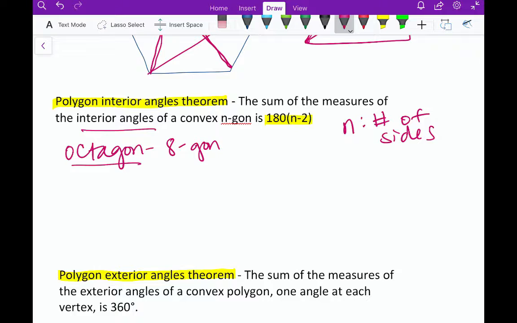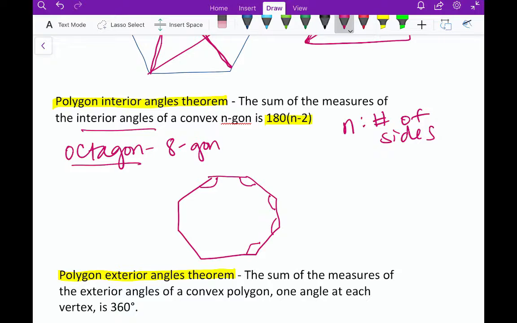So the sum of the measures of the interior angles is 180 times n minus 2. So let's do an octagon. So what is the sum of the interior angles? Let me try to draw an octagon here. All right, so there is my octagon. It has 8 sides. And so in order to find the measure of these angles, add it up, okay? So the sum of these angles.